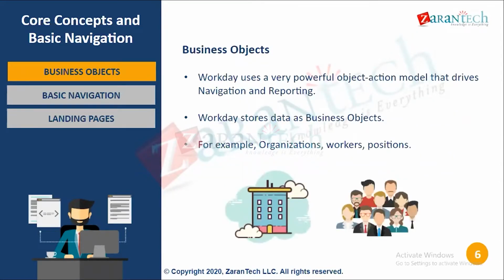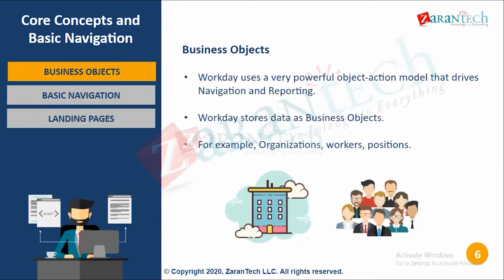Now, business object. As I mentioned, Workday is an object-oriented application. It means each field is an object and you can go to the related options. Okay, what does a Workday object mean? Workday uses a very powerful object action model that drives navigation and reporting. Yes, we are going to see that in our core concepts, when I say object, what that object means. Workday stores data as business objects. So whatever data we see in Workday, we see first name, we see last name, all of these fields store information in business objects, and there are several business objects.